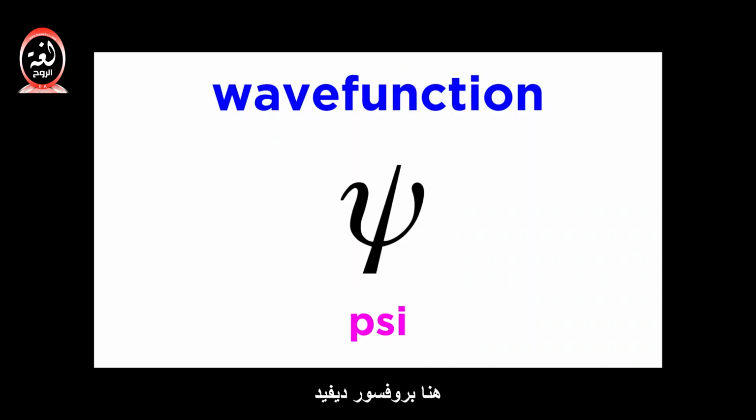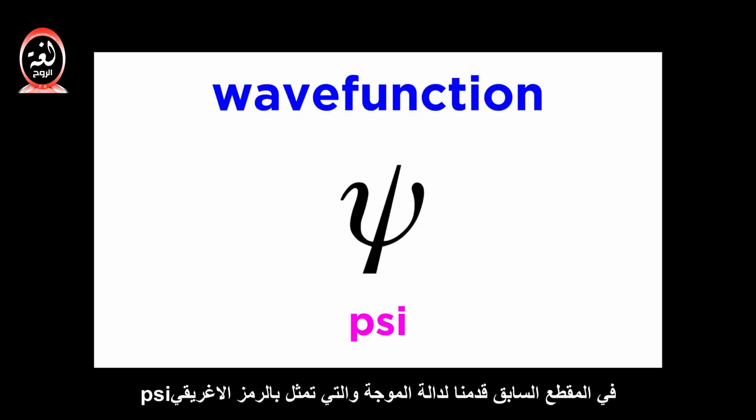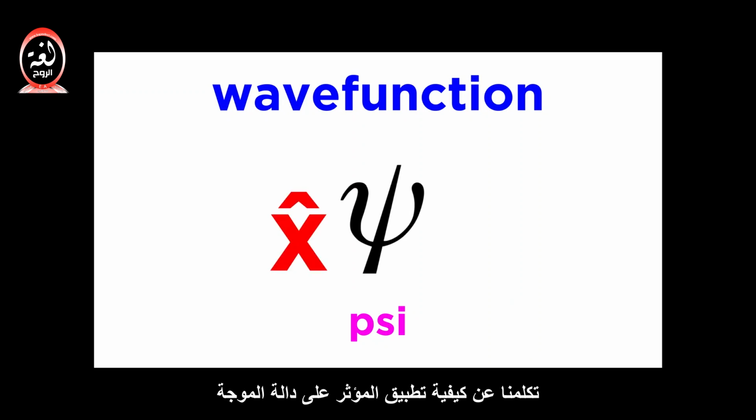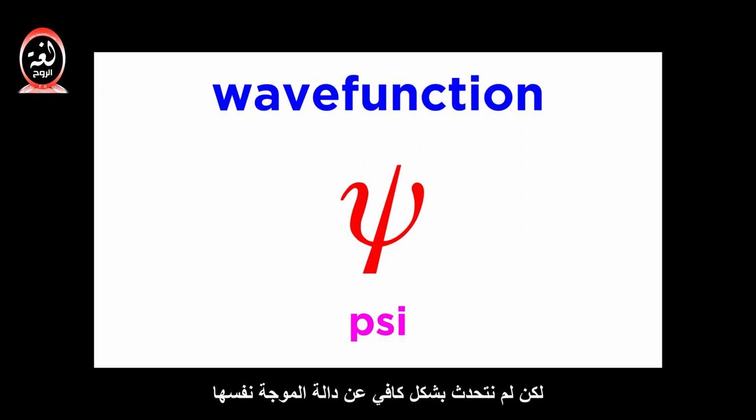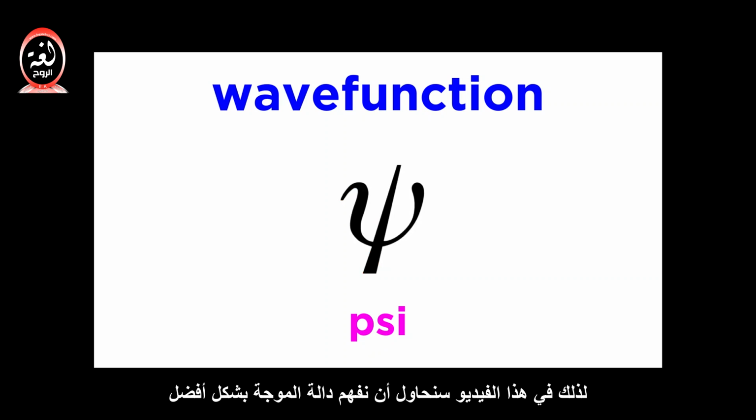In the previous tutorial, we introduced the wave function, which is represented by the Greek letter psi. We talked about how to apply operators to the wave function, but we didn't talk much about the wave function itself. So in this tutorial, let's try to understand the wave function a bit better.